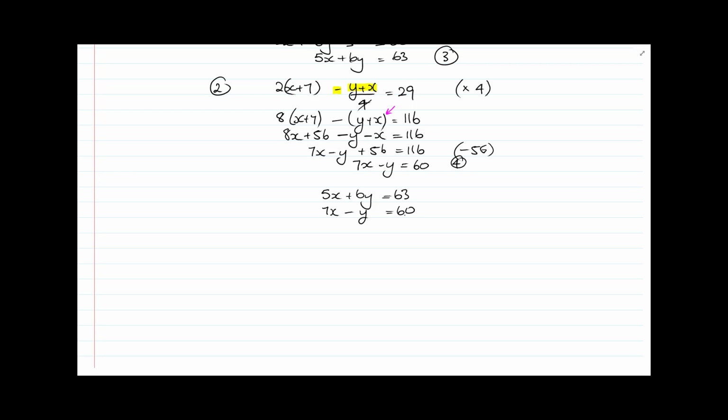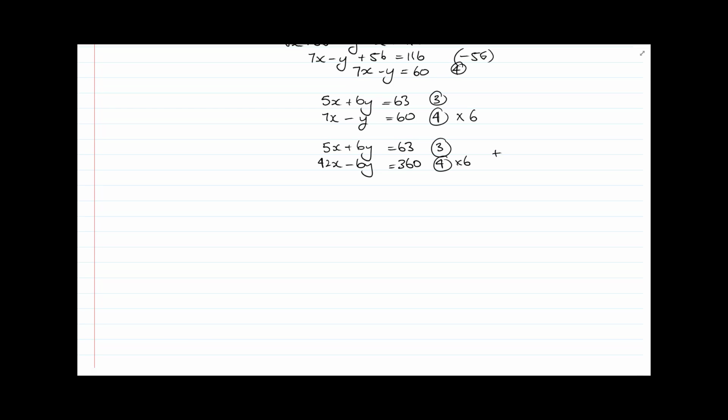Now I have some choices here about my approach, and I could choose substitution or elimination, or I could do it graphically, but I probably wouldn't do that at this stage. So I'm going to choose the elimination method. To do this, I'm going to multiply the second equation, equation number 4, by 6. This will help me to eliminate the y value. So I get my equation number 3, which is 5x plus 6y equals 63, and then equation number 4 times 6, and that will be 42x minus 6y is equal to 360. And then I add them together.